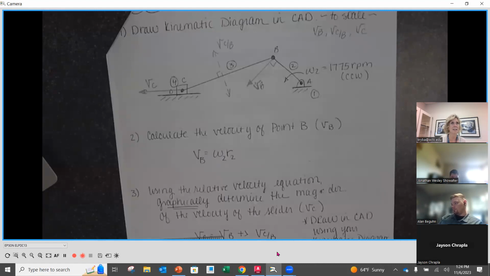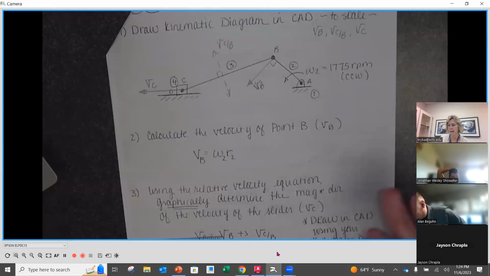So that velocity on a slider is not perpendicular to anything. It's along the line of action. That's that rectilinear type of velocity. It is constrained only to be straight line. And then we have the connecting rod that we're going to need to determine the velocity of, or show in our diagram. And we know its direction is going to be perpendicular to the line connecting B and C.